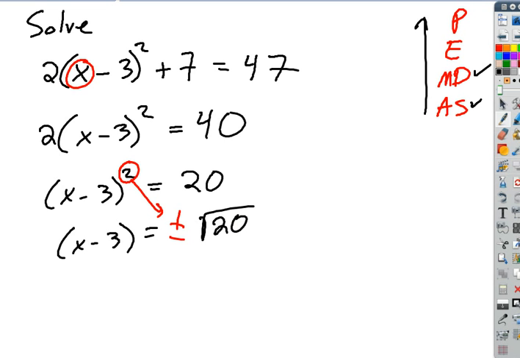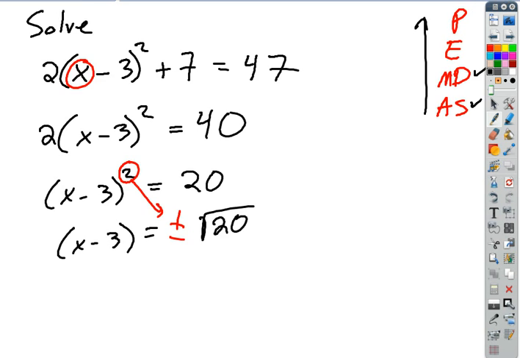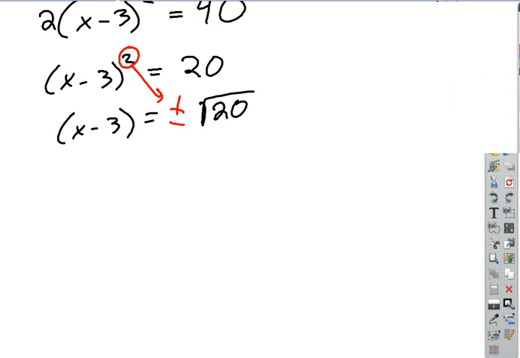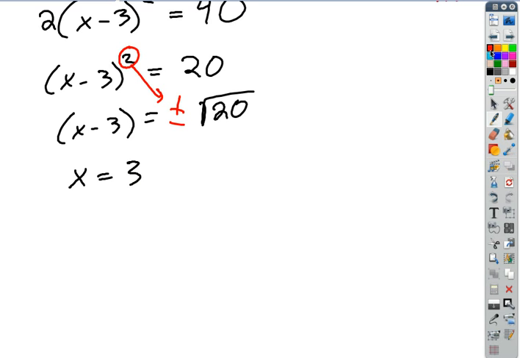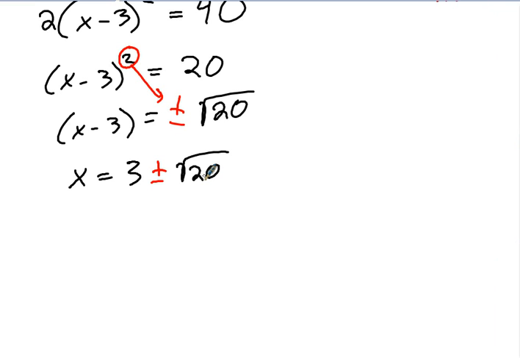And remember that when we've got a plus or minus in our answers, the most convenient way to add or subtract from both sides, subtracting just adding a negative, is to put the number in front of the plus or minus. So we just end up with 3 plus or minus the square root of 20. Those are our two answers.